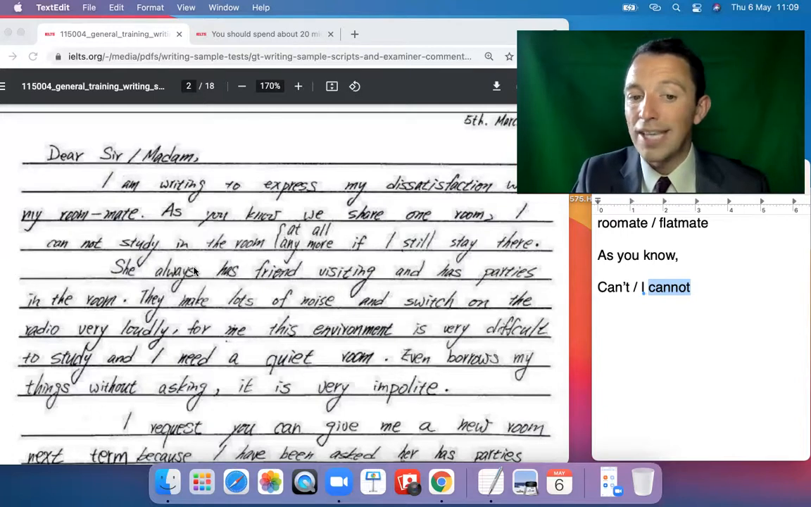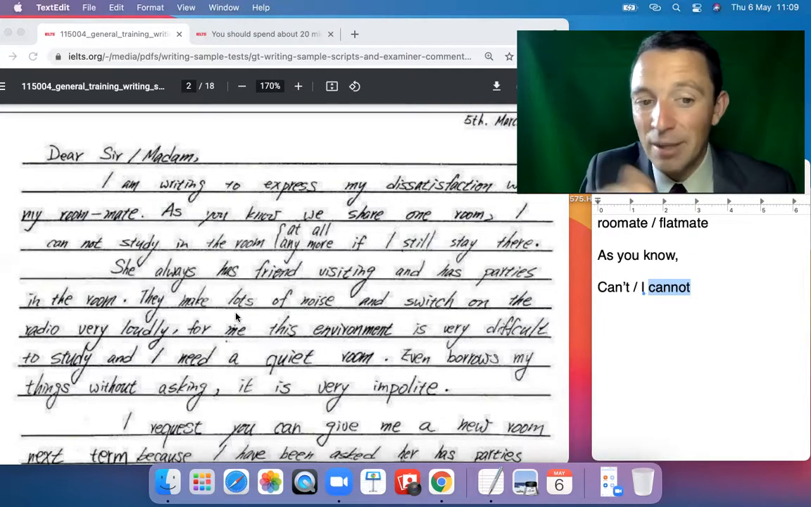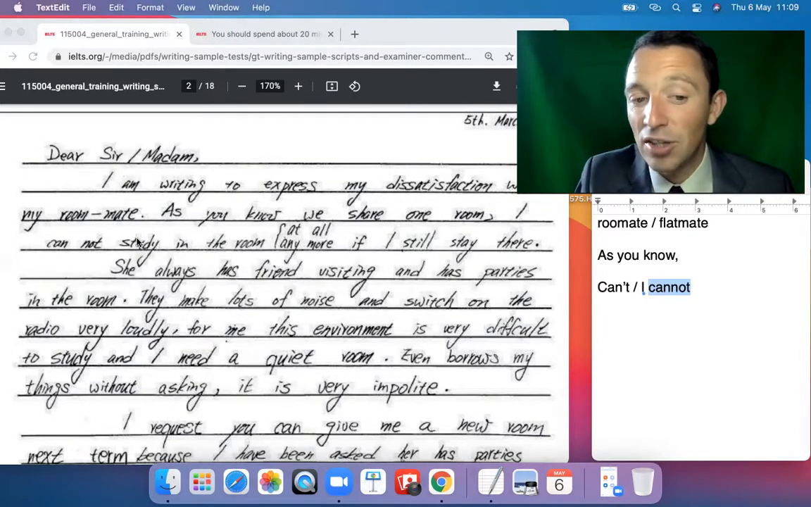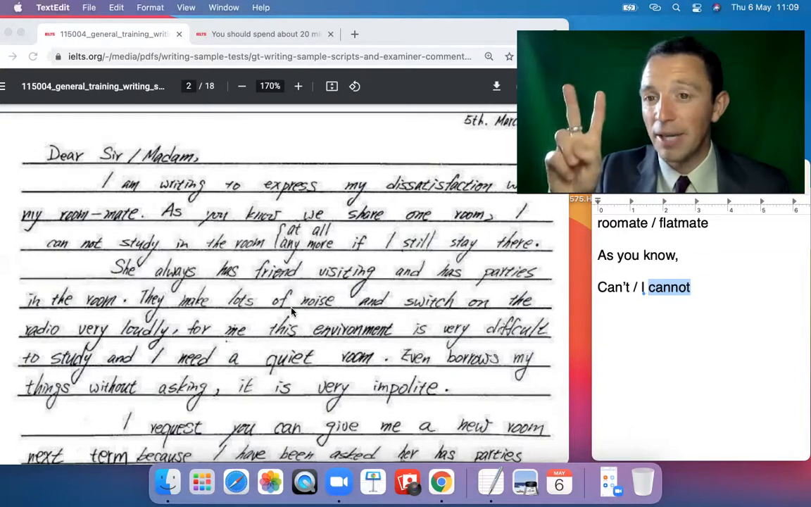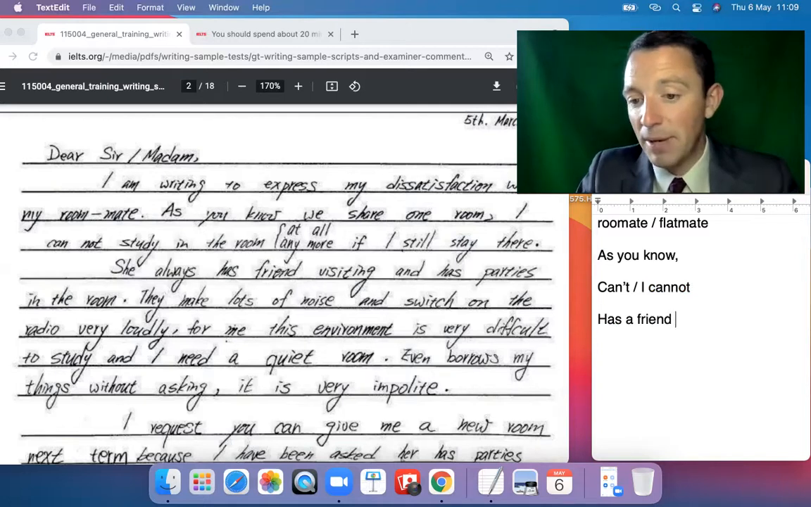Okay, she always has friend visiting and has parties in the room. Not bad, very clear, very simple. Again, it's the present simple. But there's a little error here or a little correction that we need to make. And "has friend". So this is really the word that we need to change, because the two possibilities, she has a friend, okay, or the second possibility is the plural, she has friends.